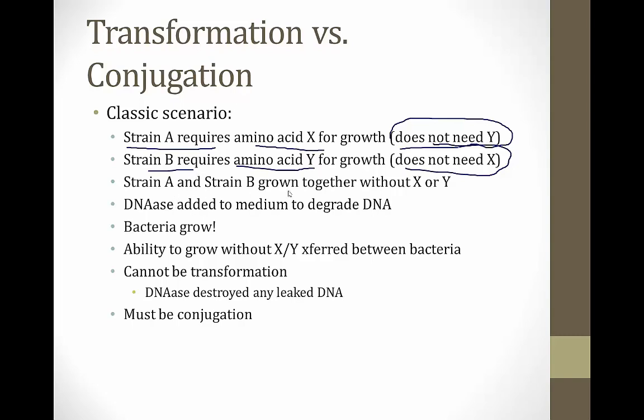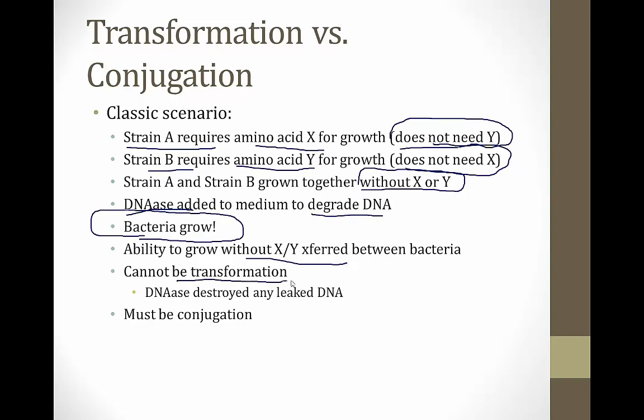So we put them together on a culture media without either X or Y. Neither of them should be able to grow because we've deprived them of the elements that they both need in order to grow. Then we add something called DNase to the medium. DNase is an enzyme that breaks down DNA, and it's going to degrade any DNA that's found freely in the culture medium. After we do this, the bacteria still grow. So how do we explain this? What this means is that the ability to grow without X or Y must have been transferred between bacteria.